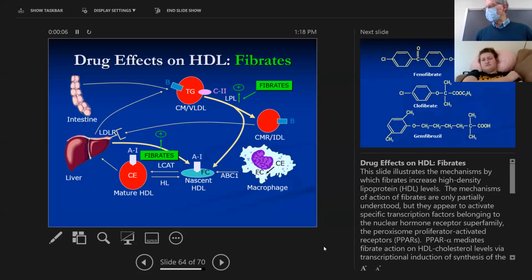All right, so here's the effect of the fibrates. One of the genes increased by PPAR alpha is LPL, so you deplete more fats from these particles. You also are going to increase the production of HDL. And then you will also have some increase in LDL receptor production as well. Fibrates on the average are not as potent as statins, but you do get some reduction.